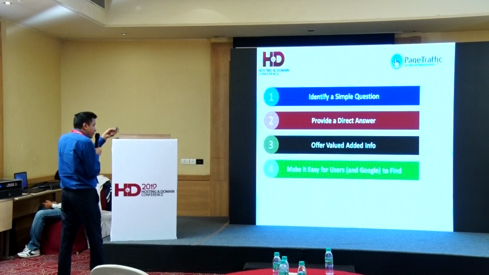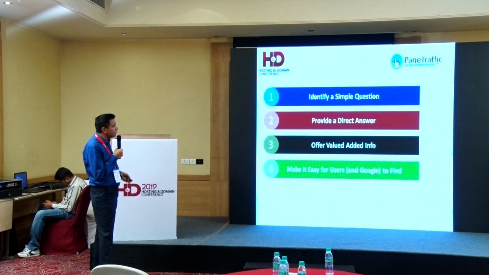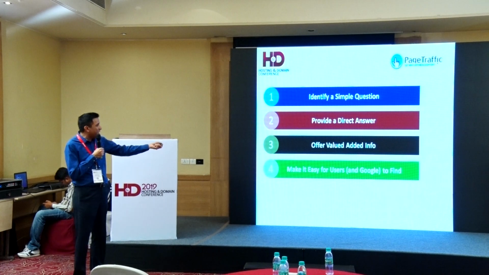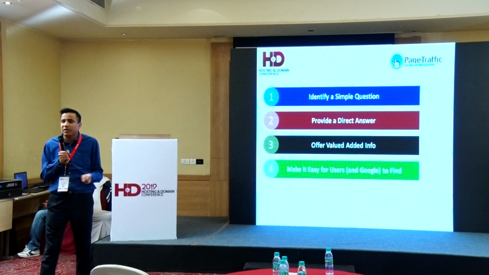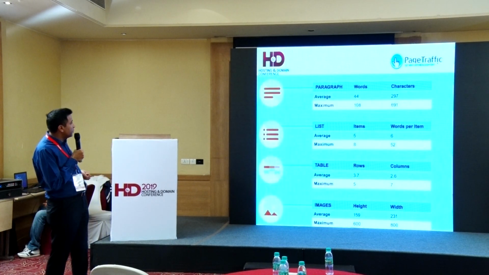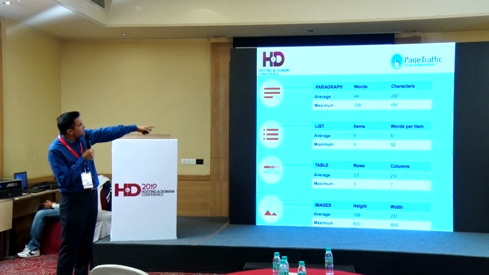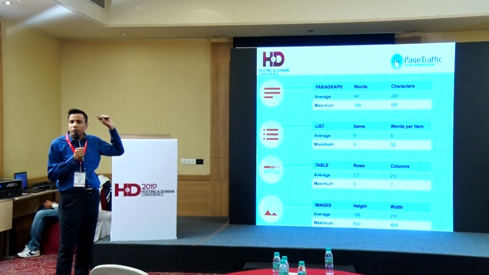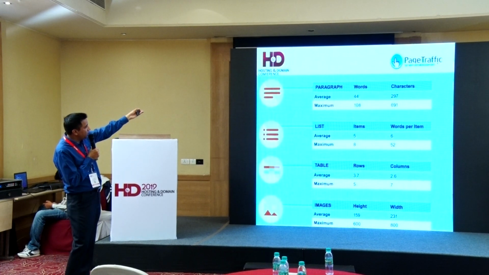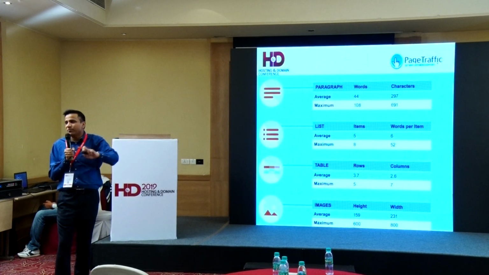How could you do that? Identify a simple question, provide a direct answer, offer value-added information, and make it easy for users to find. Of course, get a good link. That's what you do. Just a study says what kind of featured snippets come. So how many words do you need? For example, if you have a paragraph, a 44 words paragraph is good enough.